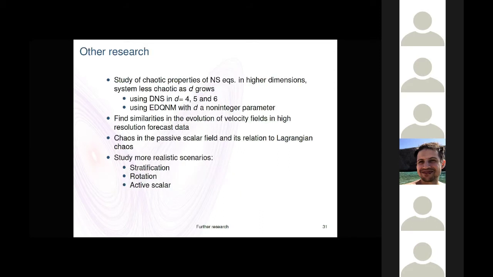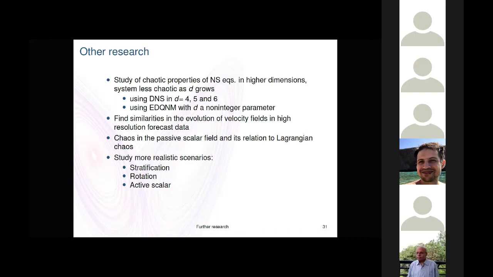The last thing I want to comment on is other research we're carrying out. We are now doing the same idea of changing dimension, but instead of moving between 3D and 2D, we are running DNS in 4, 5, and 6 dimensions, and we observe that the system becomes less chaotic as we increase dimension. We also played around with EDQNM simulations using the dimension as a non-integer parameter, and we observed that at some point, around 5.8, the system becomes non-chaotic altogether. I wouldn't say the Navier-Stokes equations become non-chaotic, because EDQNM is just an approximation with a lot of modeling there. But it was interesting to see that our EDQNM simulations show the same trend that we are observing here.